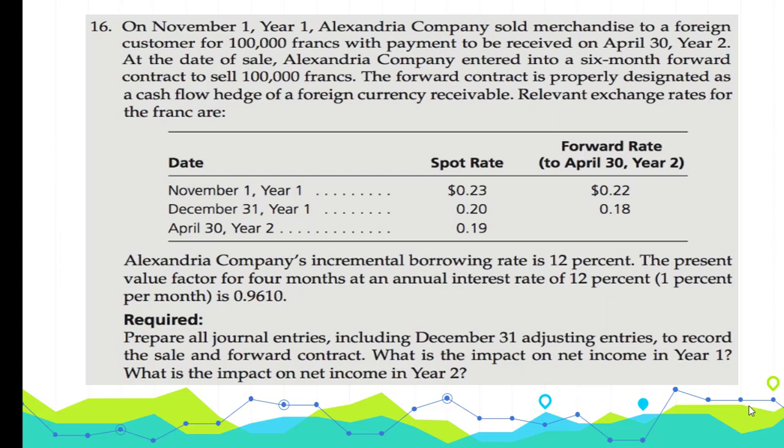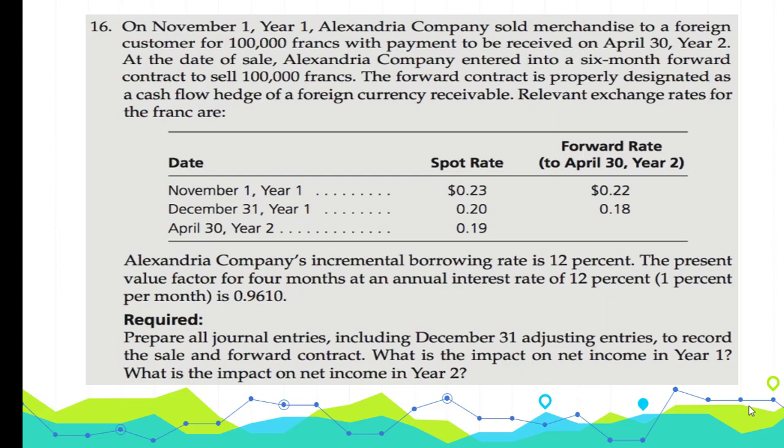So this is an export sale in which Alexandria Company extends credit to the foreign customer. So this customer will not be repaying Alexandria Company until 6 months later. So this gives rise to foreign exchange risk borne by Alexandria Company.